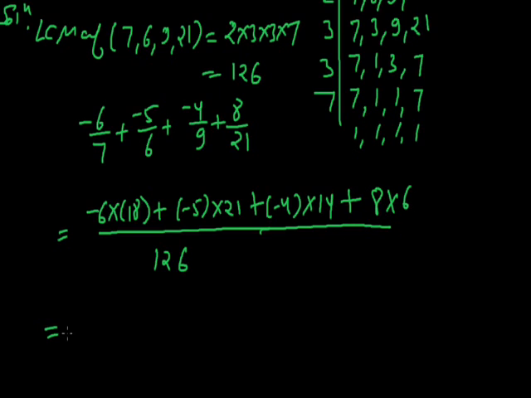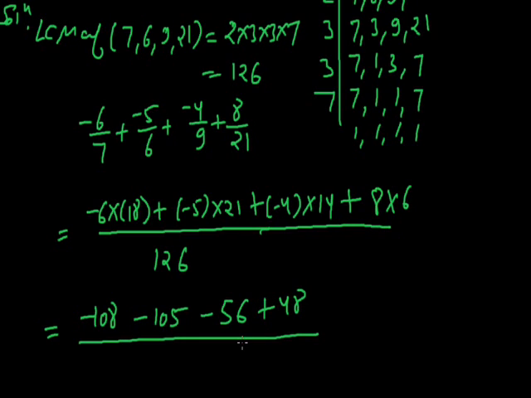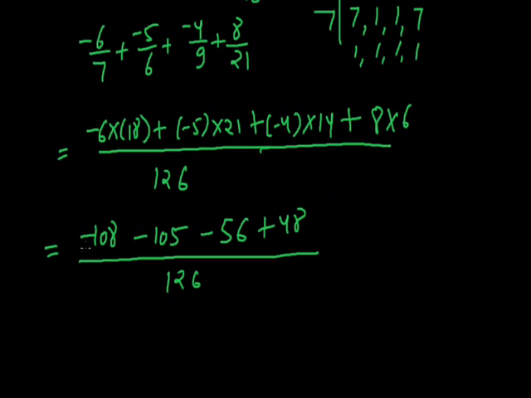Now solve this. So minus 6 into 18 we are getting minus 108. Minus 5 into 21 we are getting minus 105. Minus 4 into 14 we are getting minus 56. And 8 into 6 we are getting 48. Whole divided by 126. So these three are negative, that is minus 108, minus 105 and minus 56.